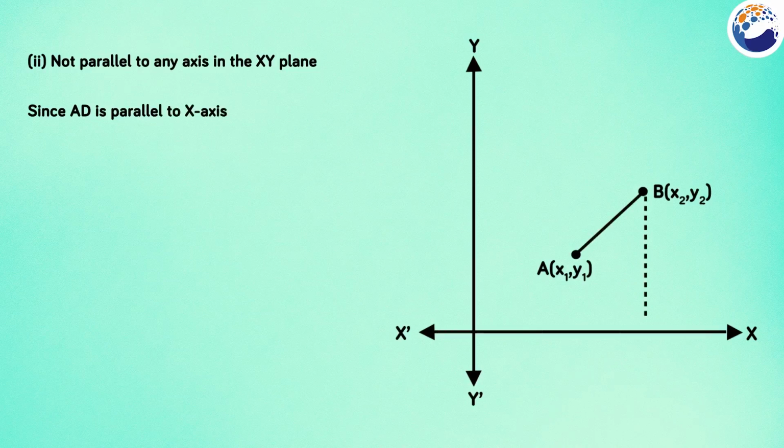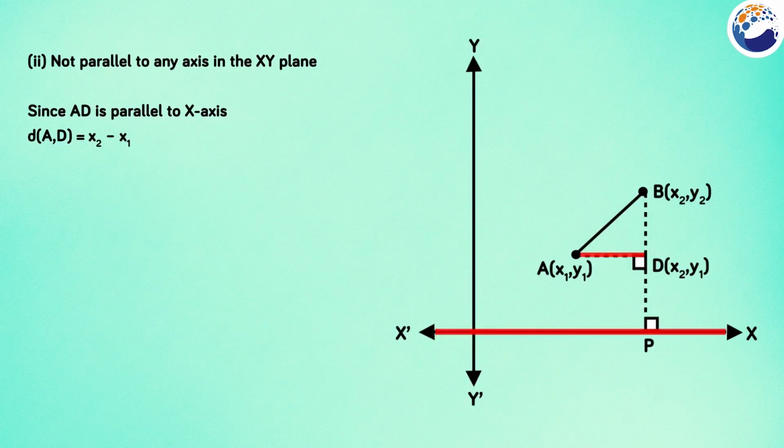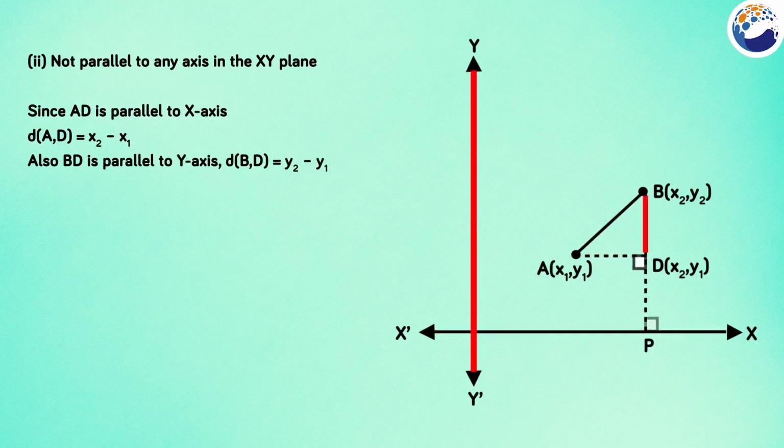From point B, we draw a perpendicular BP on the x-axis. Now, draw another perpendicular AD on segment BP. The coordinates of point D are (x2, y1). Since AD is parallel to the x-axis, the distance of AD is equal to x2 minus x1. Also, BD is parallel to the y-axis, so the distance of BD is equal to y2 minus y1.